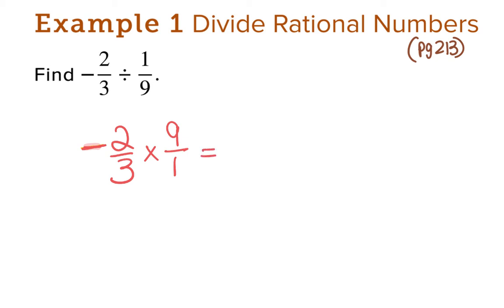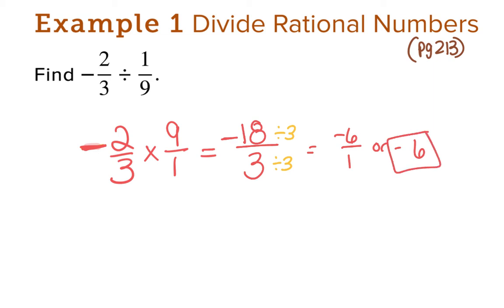And then I follow my rules for multiplying, which say you go straight across. I get 2 times 9, which is 18. And then I have 3 times 1, which is 3. And then I have a negative times a positive, which gives me a negative answer. And I can simplify this even further by dividing 3 out of both the top and the bottom, and I get an answer of negative 6 over 1, or just negative 6.